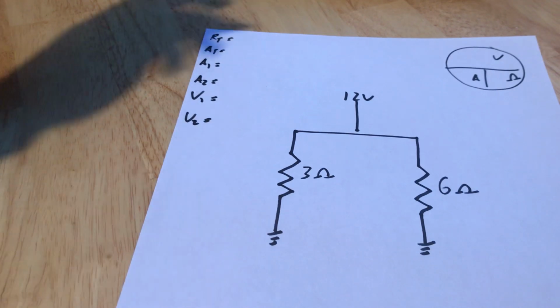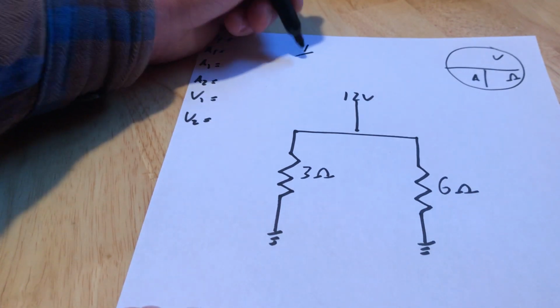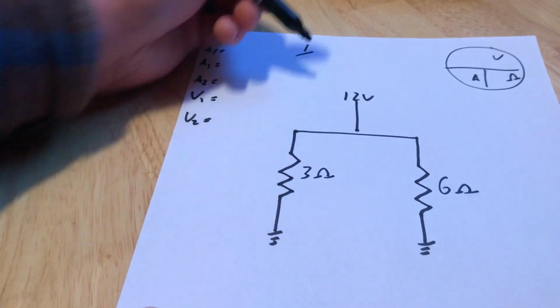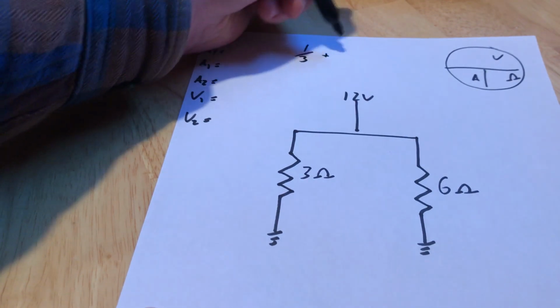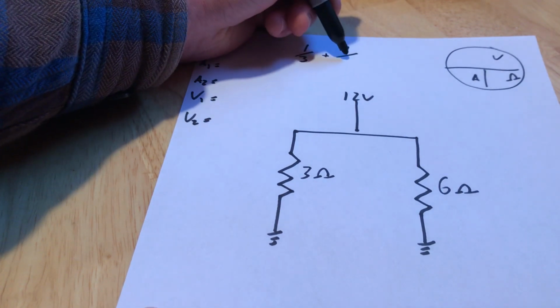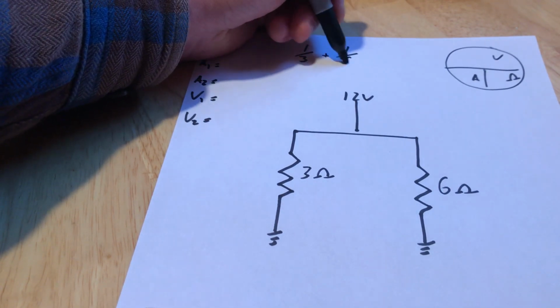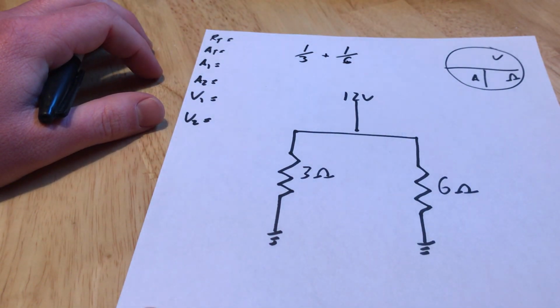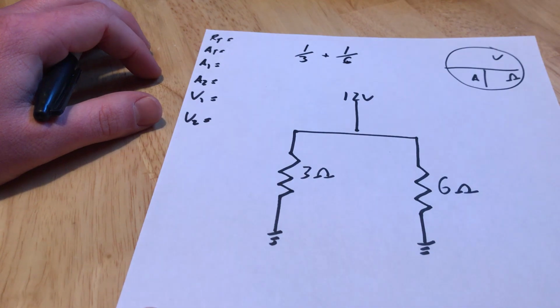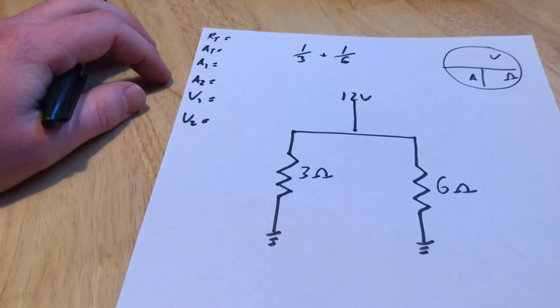Who would have guessed? So again, 1 over my first leg's resistance. So that's 3 in this case since there's only one resistor. 1 over my second leg's resistance. And I'm adding these together again. But this time my denominators are not common. That means I can't add them. This is apples and oranges.